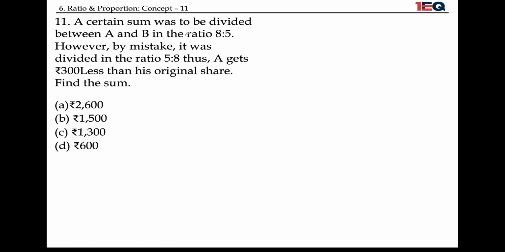A certain sum was to be divided between A and B in the ratio of 8 is to 5. However, by mistake, it was divided in the ratio 5 is to 8. Thus, A gets rupees 300 less than his original share. So try to figure out what I'm talking about. 8 is to 5 was the correct one, and by mistake the wrong one was 5 is to 8.